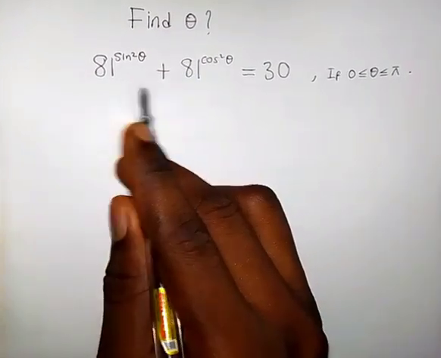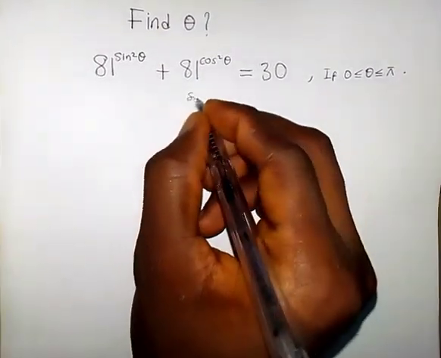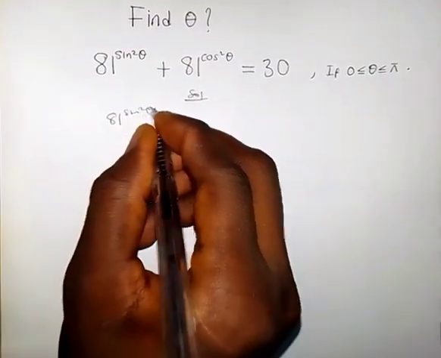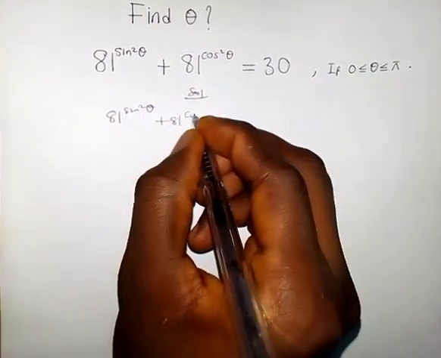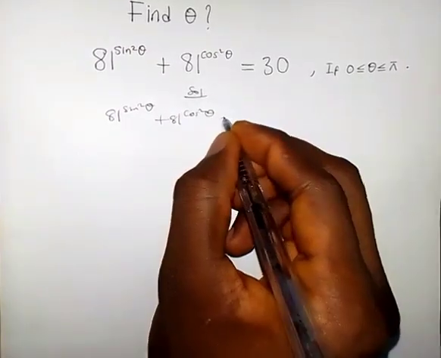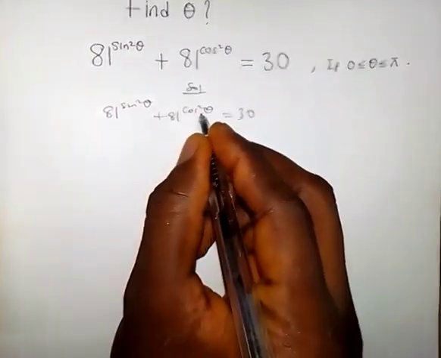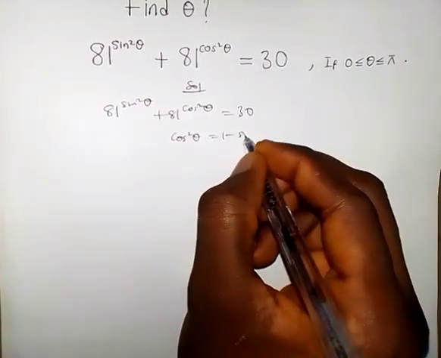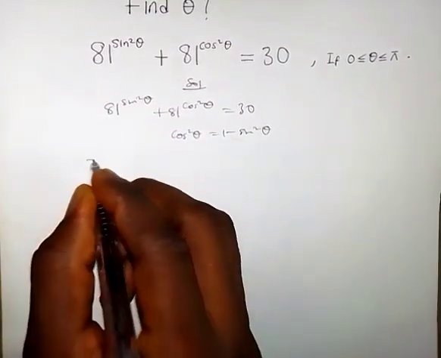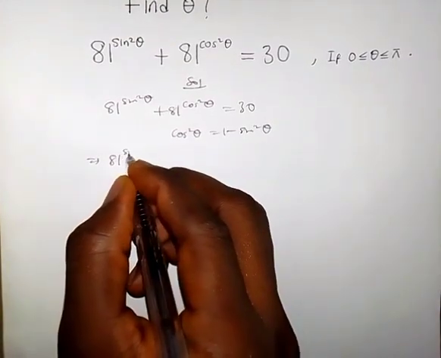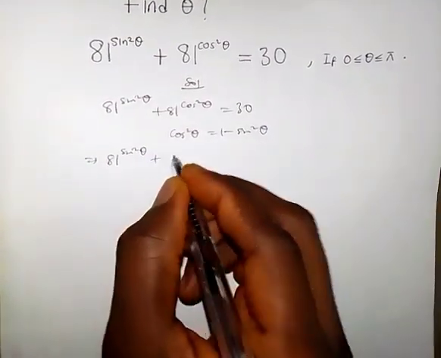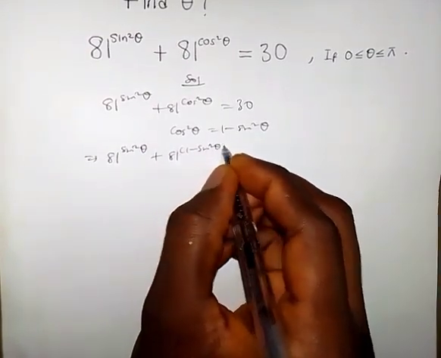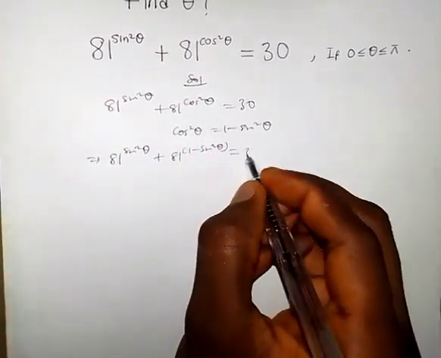Find theta if this equals this. Solution. So we have 81 raised to the power sin squared theta plus 81 raised to the power cos squared theta equals 30. Cos squared theta can be written as 1 minus sin squared theta. So this implies that we have 81 raised to the power sin squared theta plus 81 raised to the power 1 minus sin squared theta, in place of cos squared theta, equals 30.